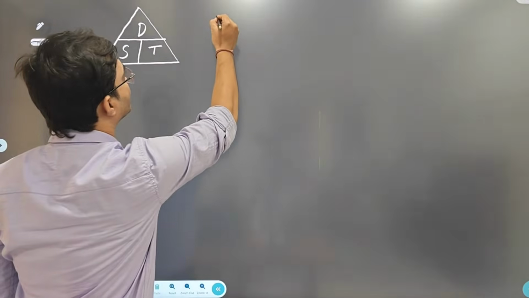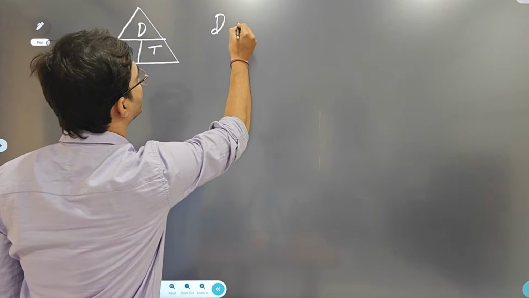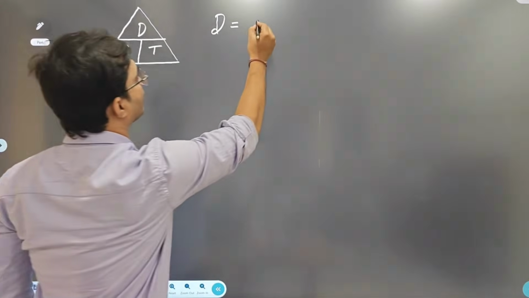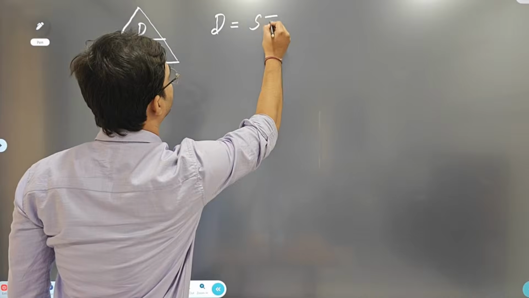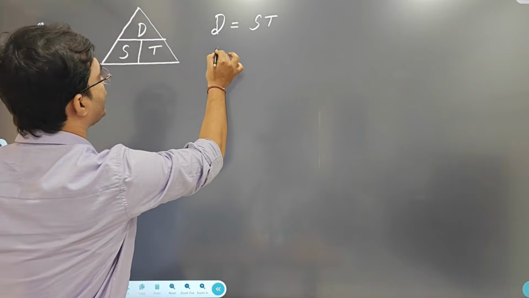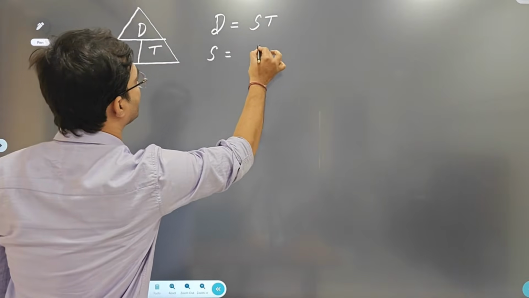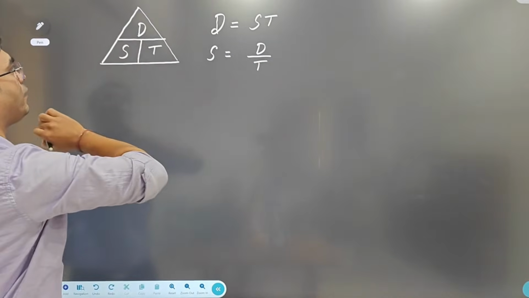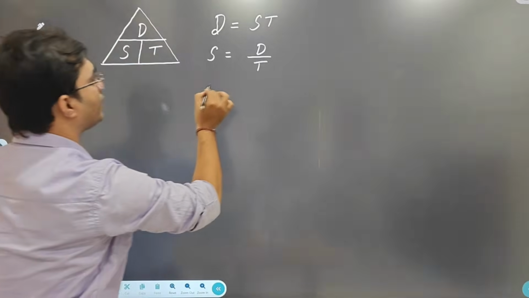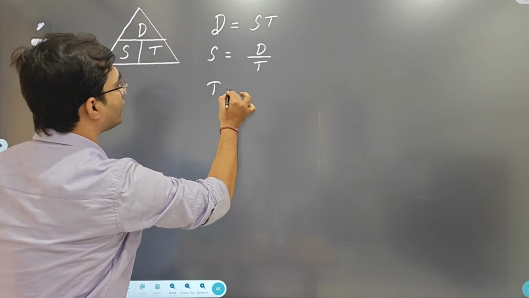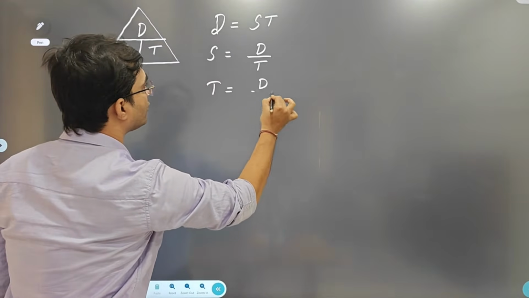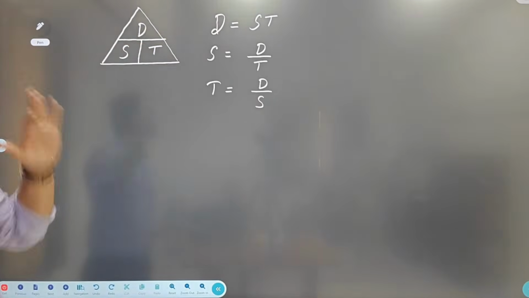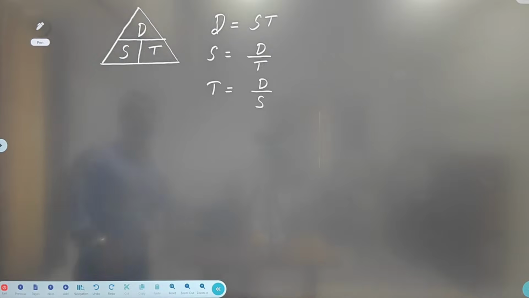So how will I write this? First one: distance is equal to speed into time. Let me call it S into T. Similarly, speed will be equal to distance by time, and time will be equal to distance by speed. So from this triangular approach, we can see all the 3 formulas. That is my first part of the discussion.